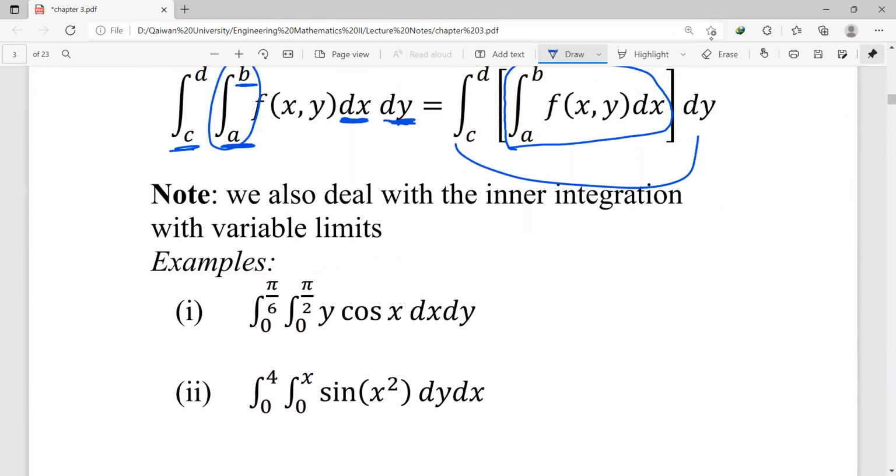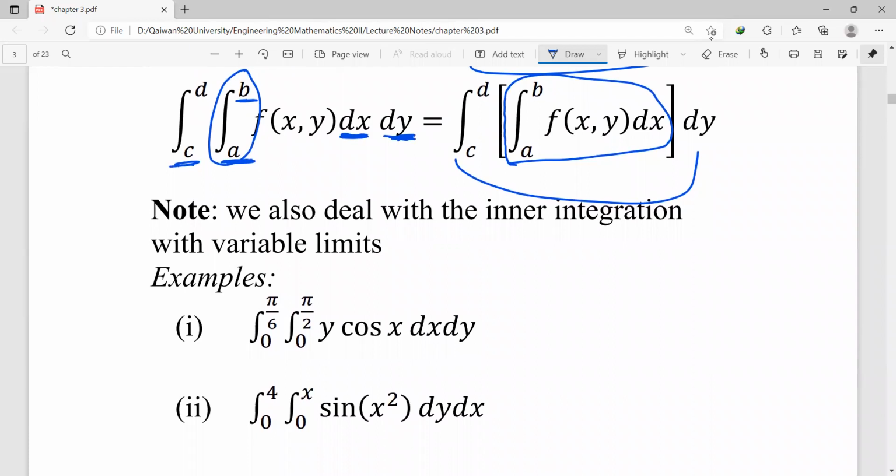Now we have some examples. We say the double integration of y cosine x dx dy. Y cos x dx dy. As we have dx, that means x is from 0 to pi over 2. Let's draw the origin. This is 0, let's say this is pi over 2, and this is pi over 6. Okay, that means x is from 0 to pi over 2 and y is from 0 to pi over 6.